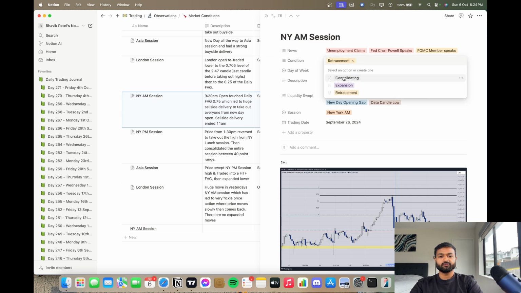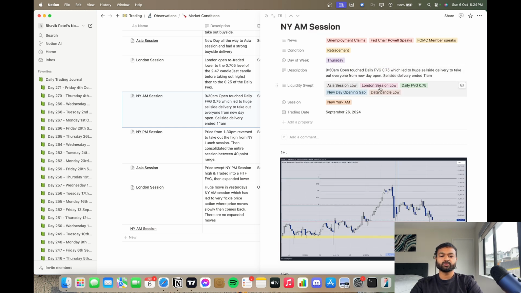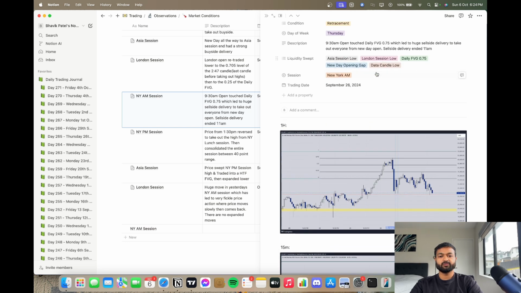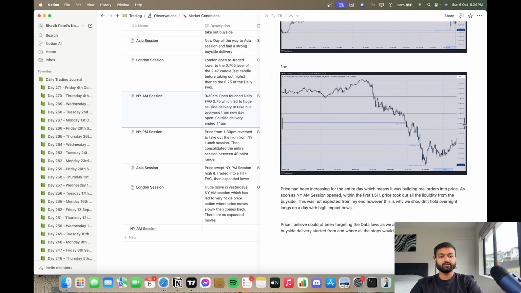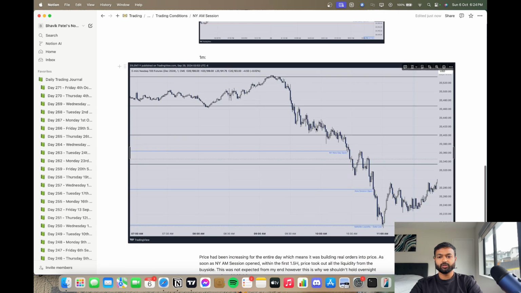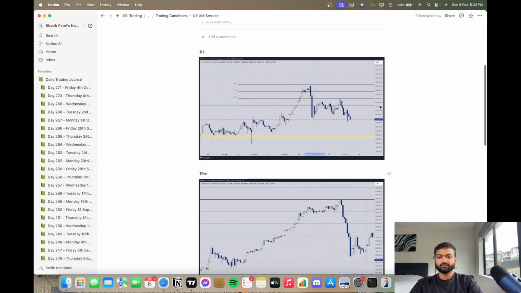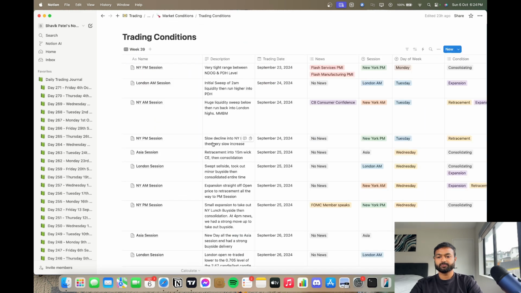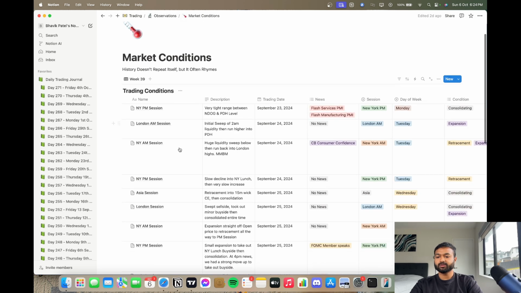Condition: I have consolidating, expansion, retracement. So that means, is the market consolidating at that period in that session? Is it expanding or is it retracing? Day of week, and then a quick description on what happened, and then what liquidity was swept. As you can see, I've marked down a lot of liquidity, and in this, New York AM basically took out New York new day open, Asia session open, and sellside data lows. So a lot of liquidity in this one. And that is how I'm doing market conditions.